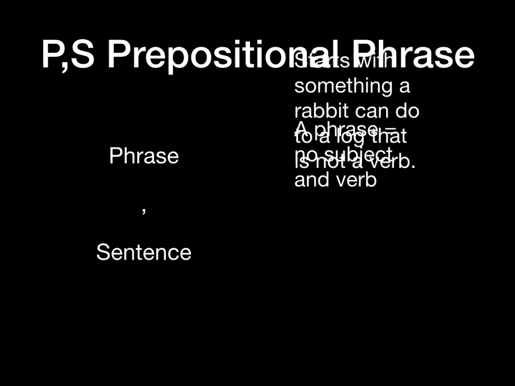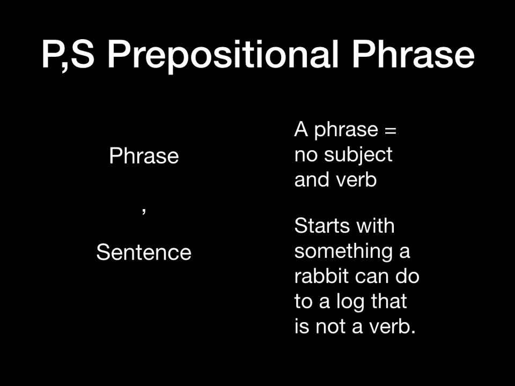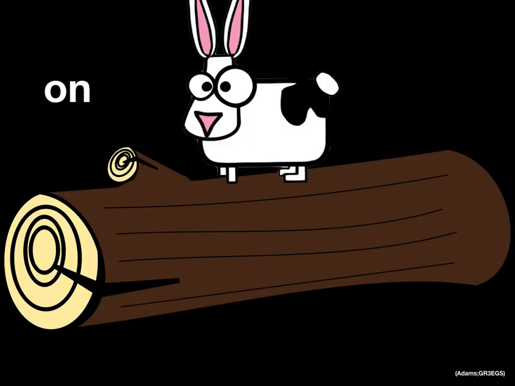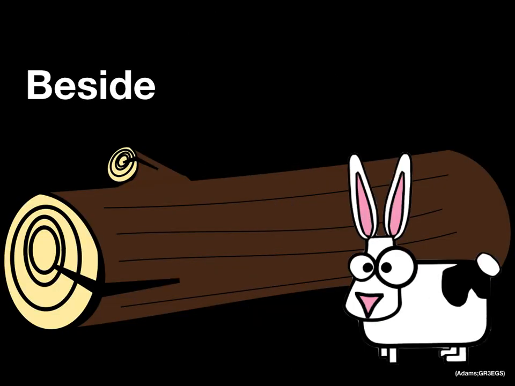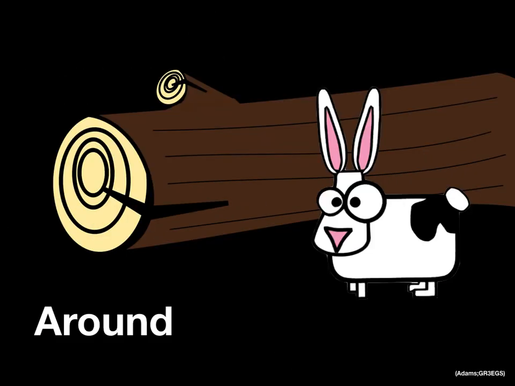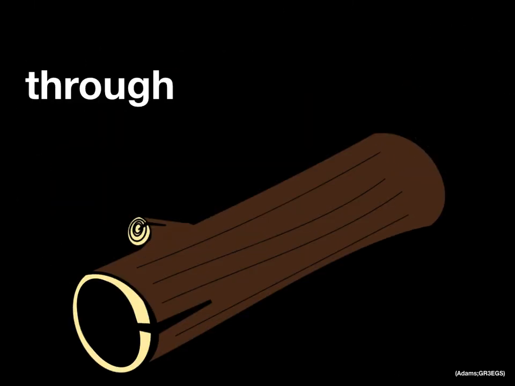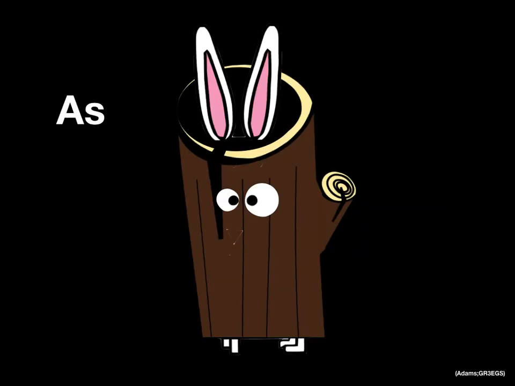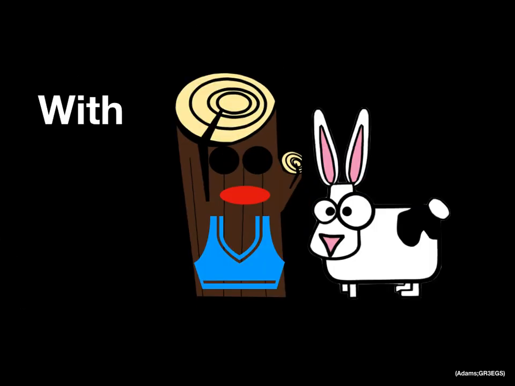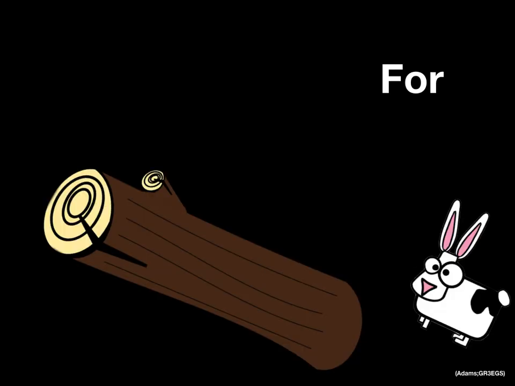But this time, it's going to start with something that a rabbit can do to a log that's not a verb. For example, a rabbit can go on a log, or off a log, beside a log, behind a log, around a log, through a log. There he is. It can also go as a log. Let's pretend it's a Halloween party. Or if you're into personification, with a log or not. It can go for a log.